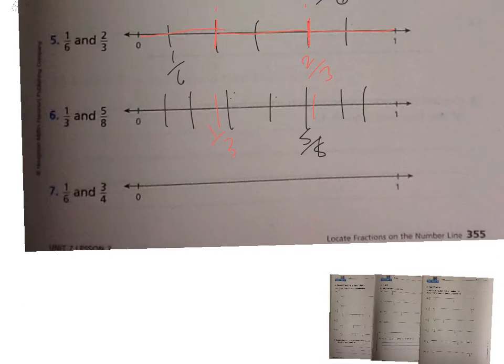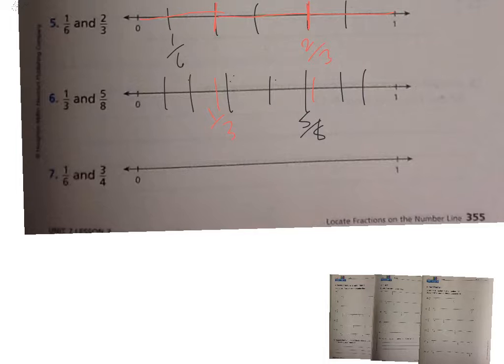And then 1/6 and 3/4. See, we'll break it into sixes. Obviously, my drawings aren't perfect. We have 1/6 here. I'll switch the color for 3/4. 3/4, we'd break it into 4.